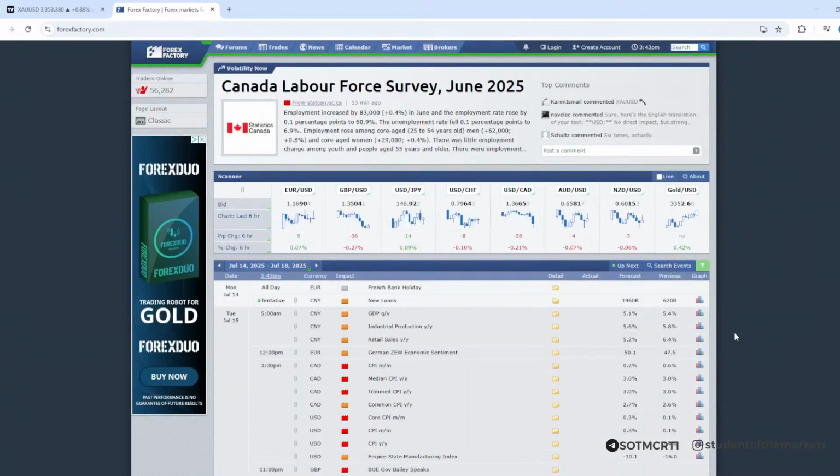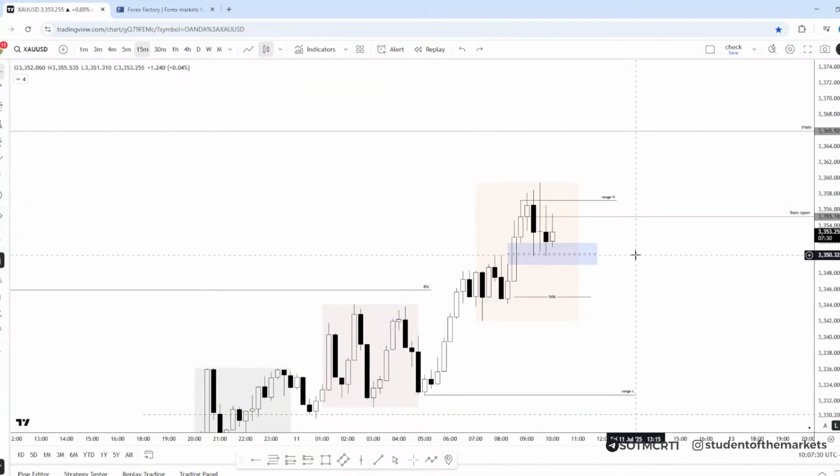So guys, next week will be volatile. Hopefully we can get some trades going, because next week we have a lot of news, so the markets will be hot. I think we may see some trades next week for sure.